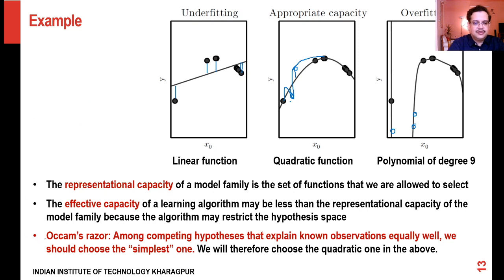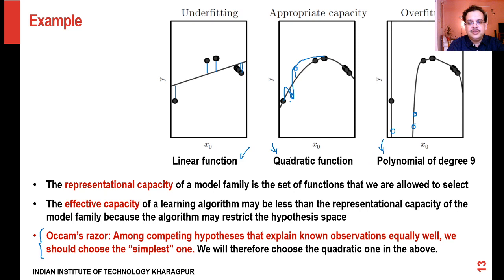Based on this understanding, there is a common knowledge in machine learning called Occam's razor. What it says is that among the competing hypotheses that explain known observations equally well, we should choose the simplest one. Now if you look at these three, they are all polynomials. The first one is a linear polynomial, the second one is a quadratic polynomial, and the third one is a polynomial of degree 9.